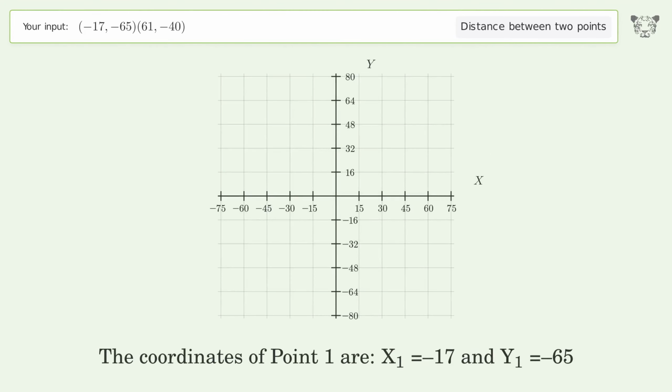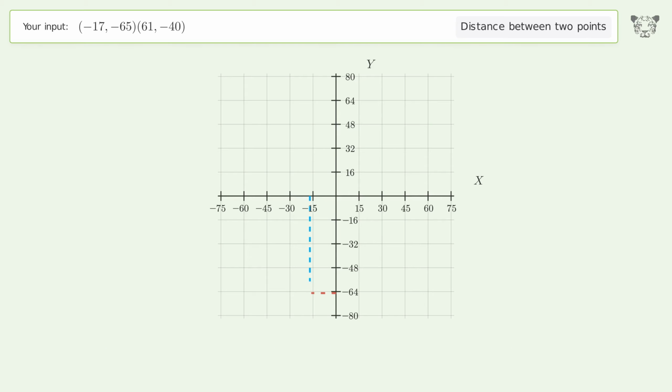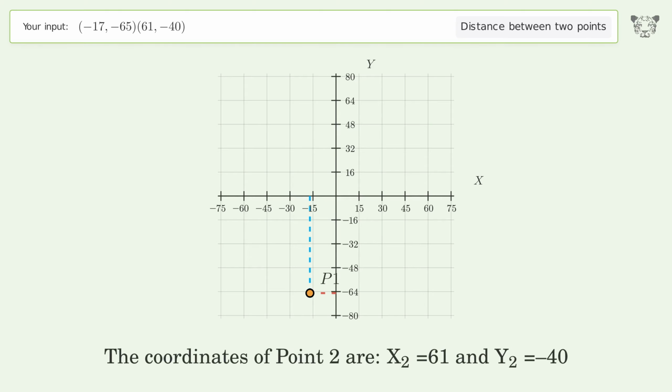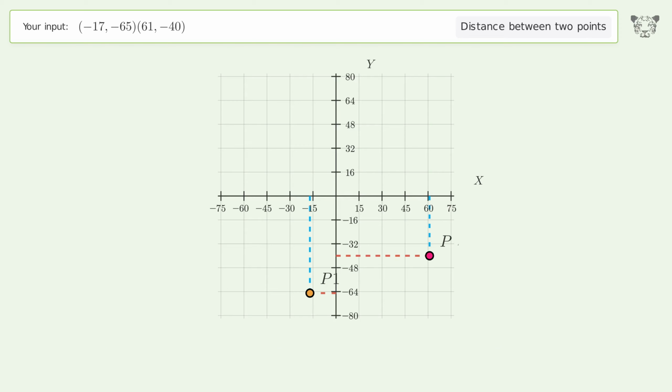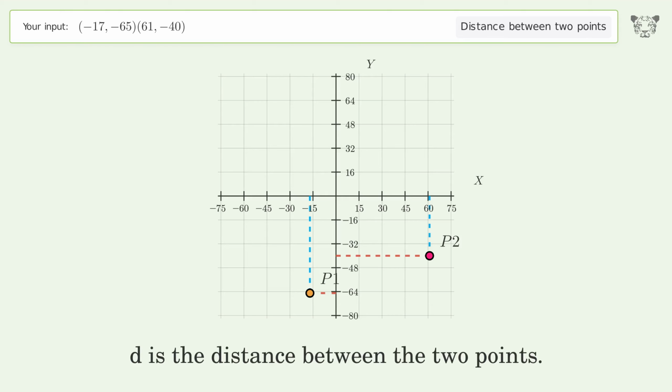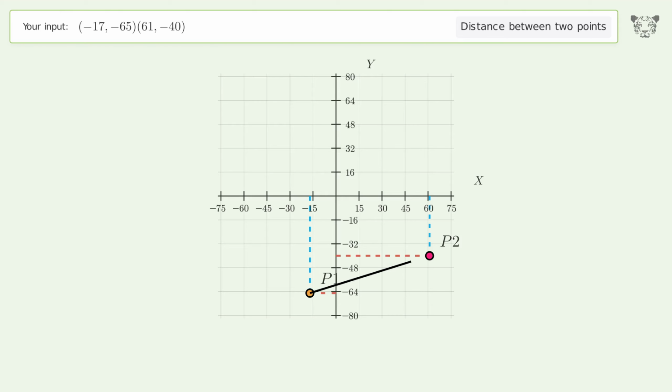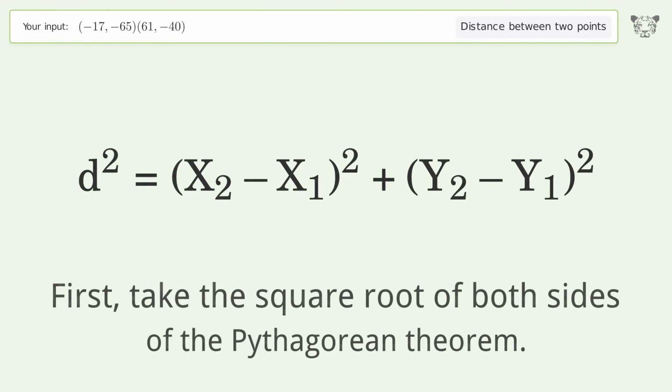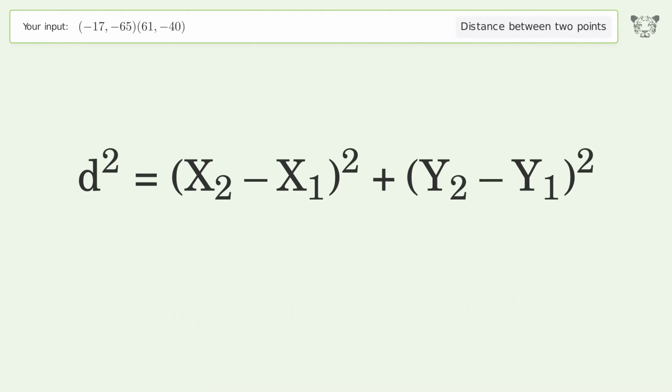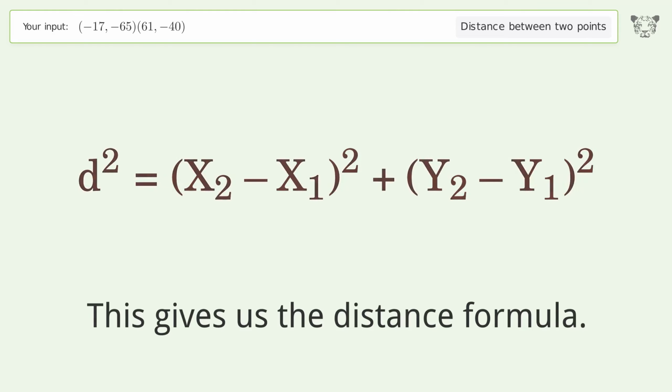The coordinates of point 1 are, x1 equals -17 and y1 equals -65. The coordinates of point 2 are, x2 equals 61 and y2 equals -40. D is the distance between the 2 points. First, take the square root of both sides of the Pythagorean theorem. This gives us the distance formula.